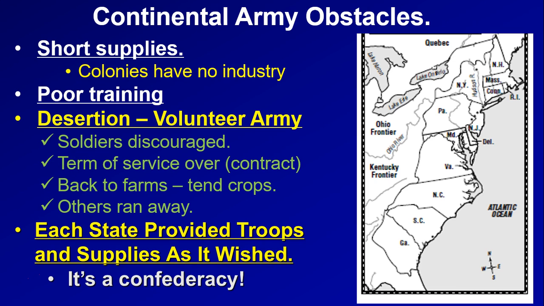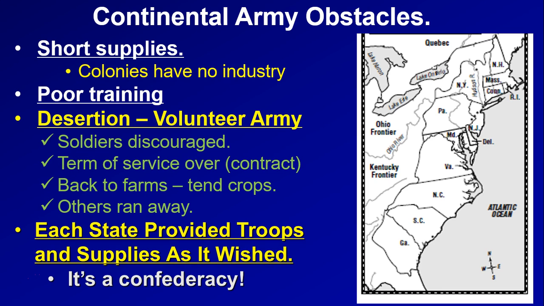But obstacles for the Continental Army: short of supplies. They have no industry here in the colonies. Remember, the colonies are basically a mine. They don't have training. All of these soldiers are not professional soldiers. They're common, average, everyday civilians. They're militiamen. George Washington has to turn them into a professional fighting force. And they're coming from all over the place.